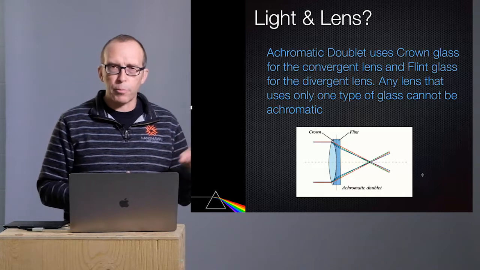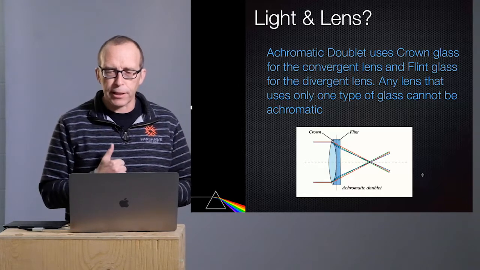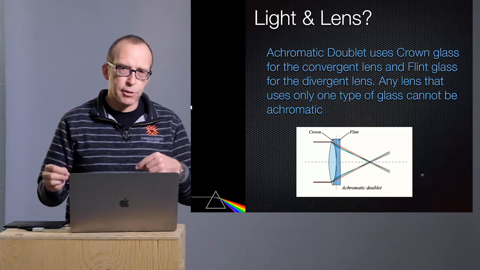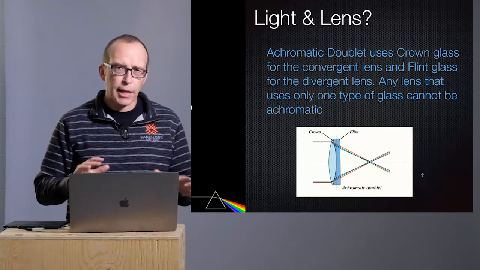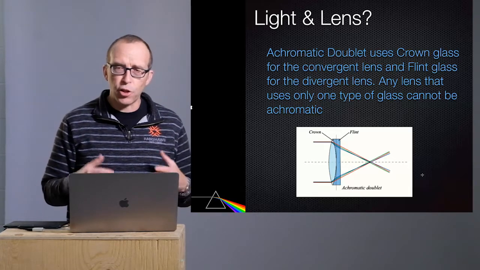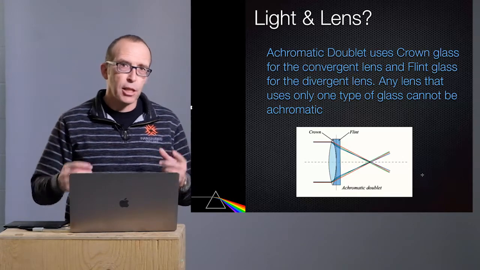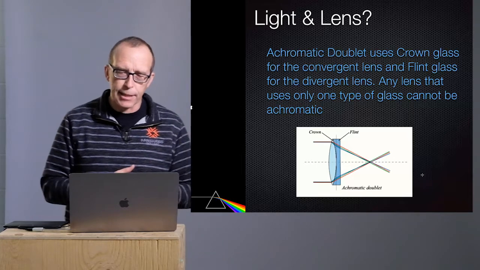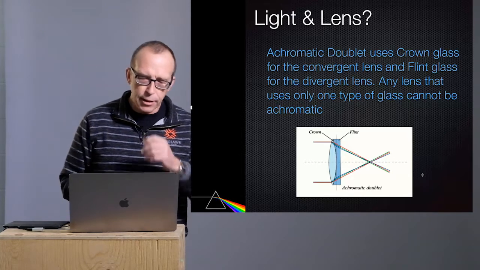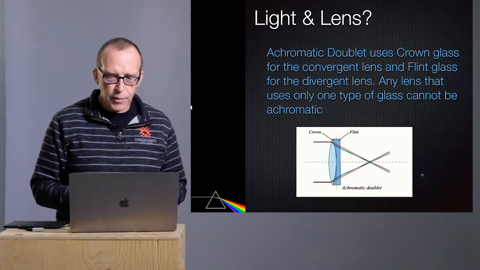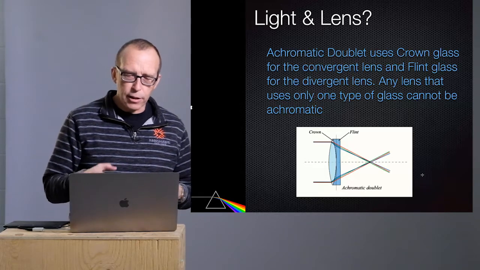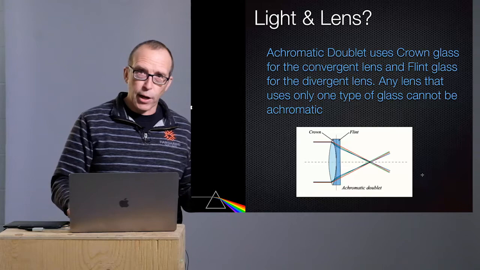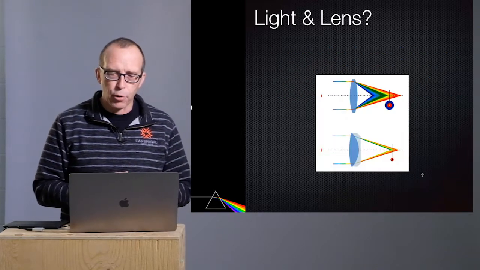Now you can look up what crown glass is and flint glass is. These are just two different types of glass, two names for two different types of glass. Again, beyond the scope here, just know that they're two different types of glass, and each has its own refractive index. So you put those two together, and it has to be two different types, and what it'll do is correct, or at least try to correct, that chromatic aberration problem.